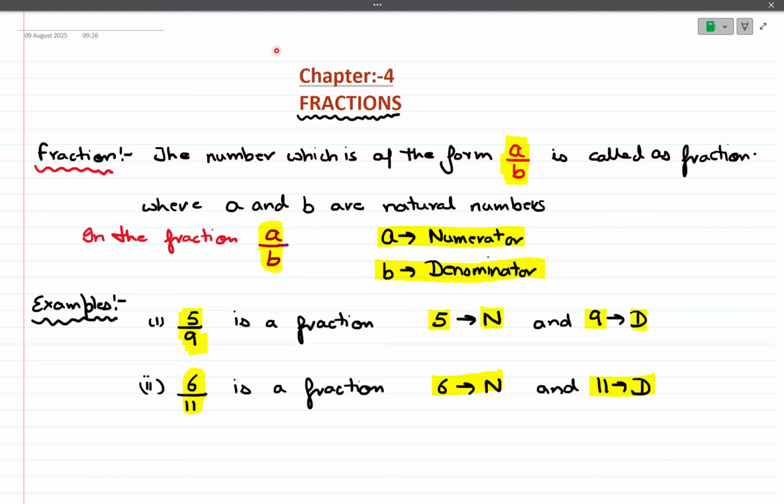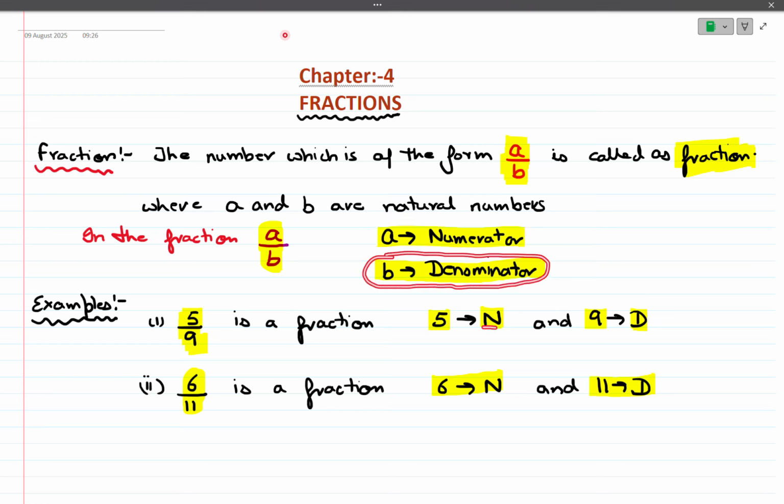Once again, we'll recall the definition of the fraction. What do you mean by the fraction? The number which is of the form a upon b is called a fraction, where a and b can be any natural number. In the fraction a upon b, a is the numerator and b is the denominator of the fraction.